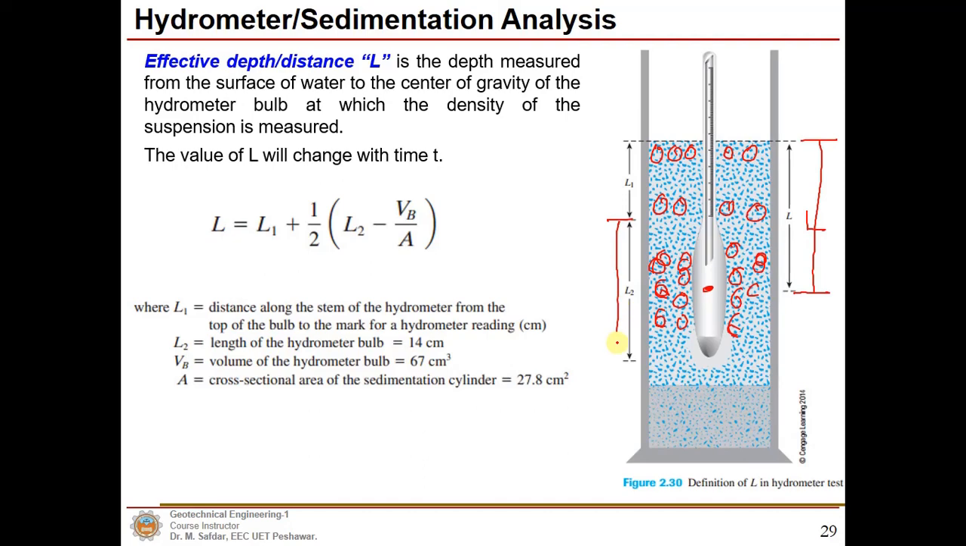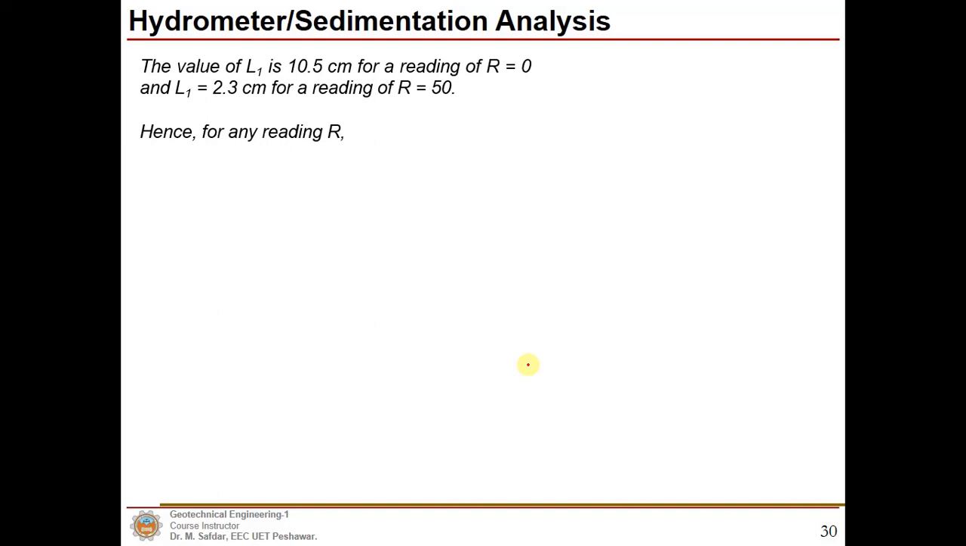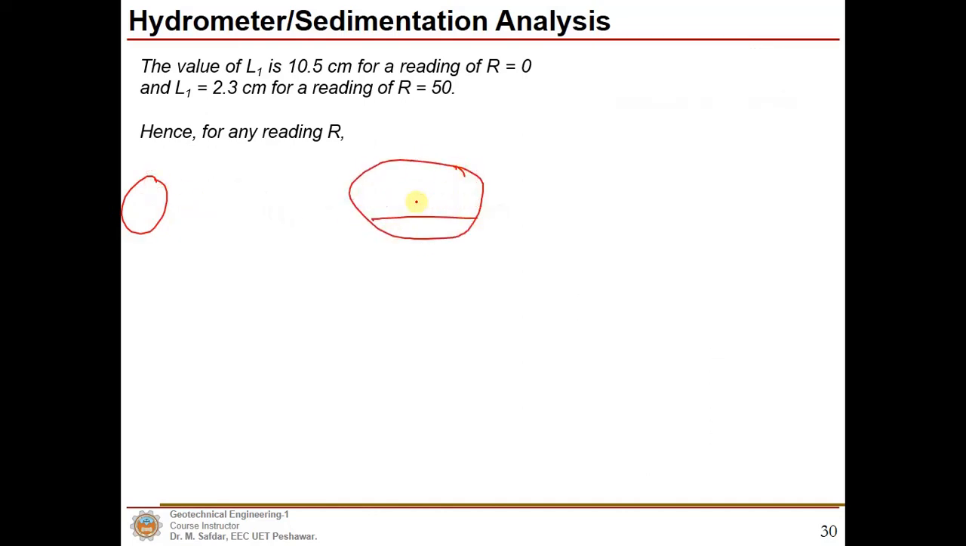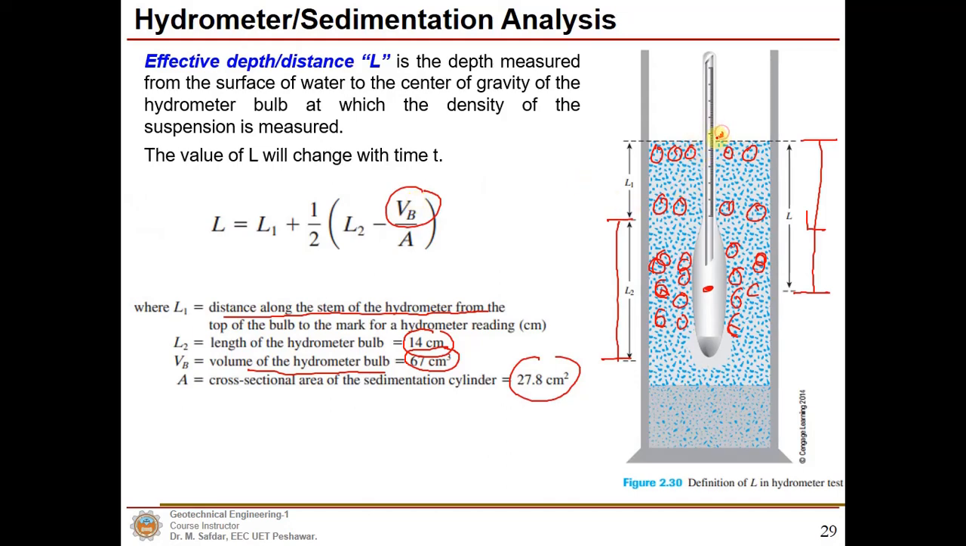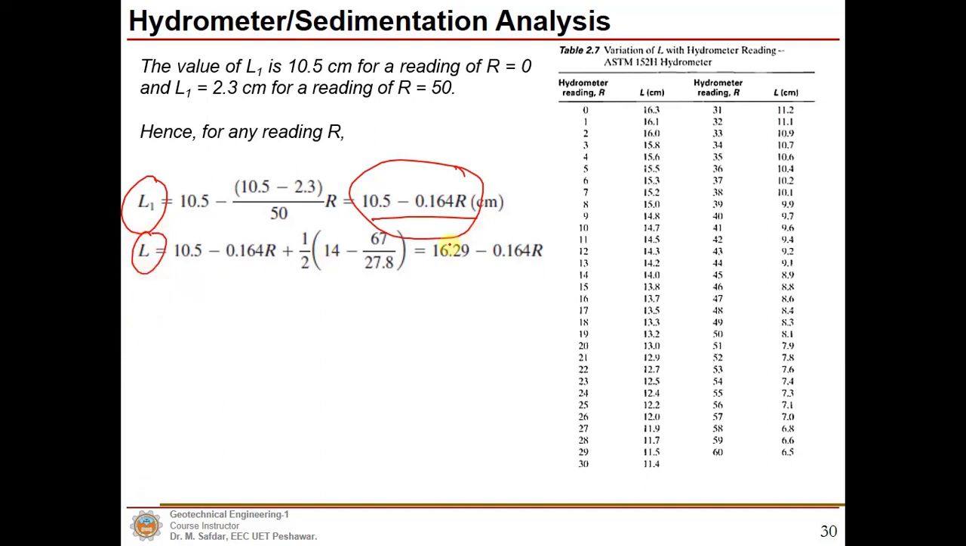L2 is the distance or length of the bulb. VB is the volume of the hydrometer bulb, which is 67 cubic centimeter. L2 is the length of the hydrometer bulb, which is 14 centimeter. And L1 is the distance along the stem of the hydrometer from the top surface till the center of gravity. Cross-sectional area is also given, 27.8 square centimeter. The value of L1 is 10.5 centimeter for a reading of R equal to 0, and L1 is equal to 2.3 centimeter for a reading of R equal to 50. Hence, for any reading, you can find out L1 if you know this R reading here. We can also find out L, or the effective depth or distance, using this R, or the hydrometer reading.